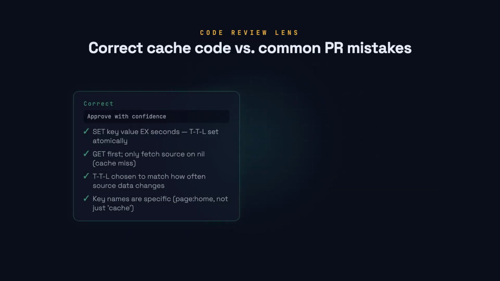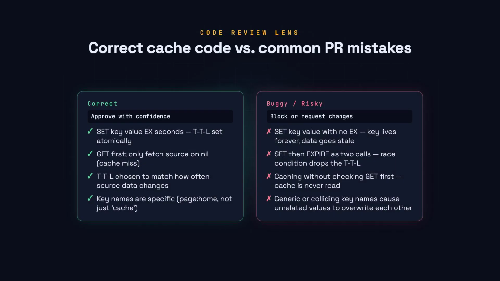When reviewing a pull request, look for three things: a missing expiry, a set followed by a separate expire call, and code that writes to the cache but never reads from it. Any of these is a bug worth blocking.